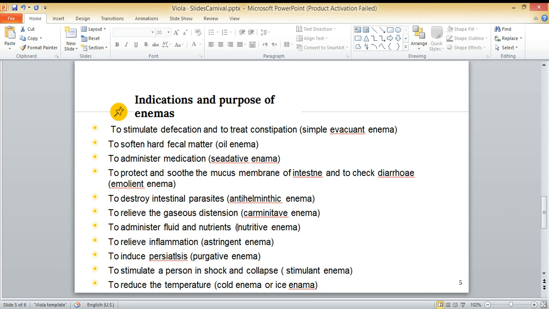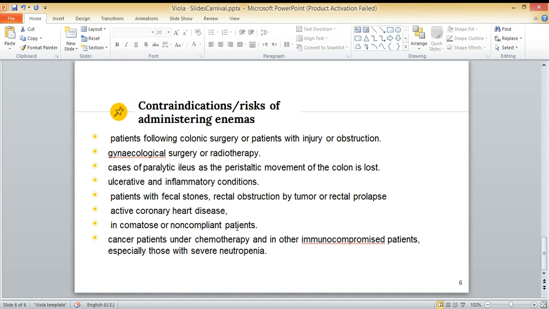Moving on, certain contraindications and risks of administering enemas. Enemas are usually contraindicated in patients following colonic surgery or patients with injury or obstruction, gynecological surgery or radiotherapy, cases of paralytic ileus as the peristaltic movement of the colon is lost, ulcerative and inflammatory conditions, patients with fecal stones, rectal obstruction by tumor or rectal prolapse, active coronary heart disease, in comatose or non-compliant patients, cancer patients under chemotherapy, and in other immunocompromised patients, especially those with severe neutropenia.